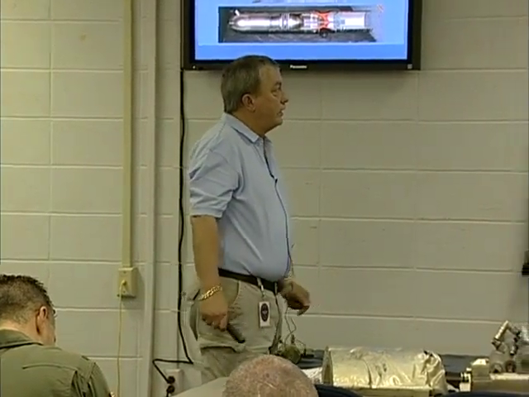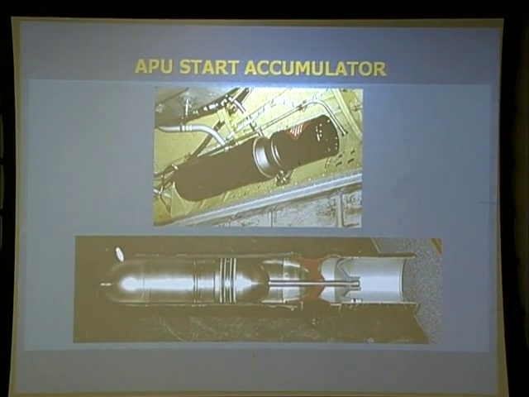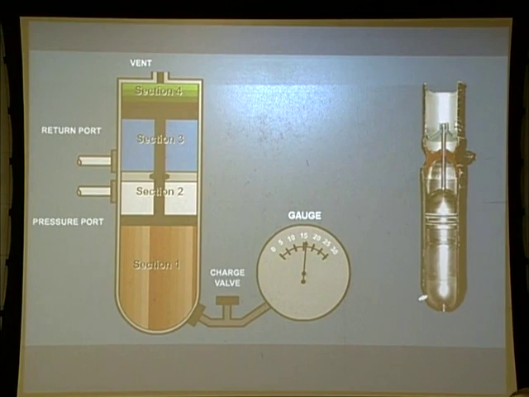APU Start Accumulator, located in the back of the aircraft. By now you should know where it's at. It's broken down into 4 sections. Section number 1 has our pre-charge in it. That should be our air or nitrogen.